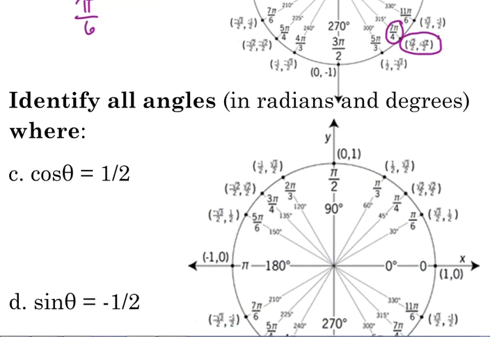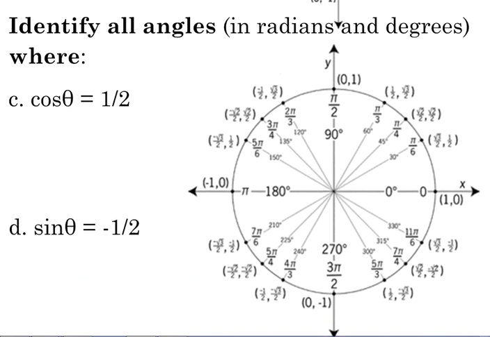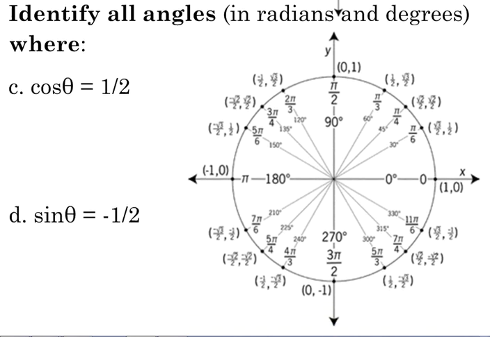Okay. One more twist on this question. Identify all angles in radians and degrees where the cosine is equal to 1/2. So cosine is the x coordinate. So we're looking for an x of positive 1/2. Well, that happens first in the first quadrant there at 60 degrees, which is also pi over 3. That also happens down here in the fourth quadrant at 5 pi over 3 or 300 degrees.